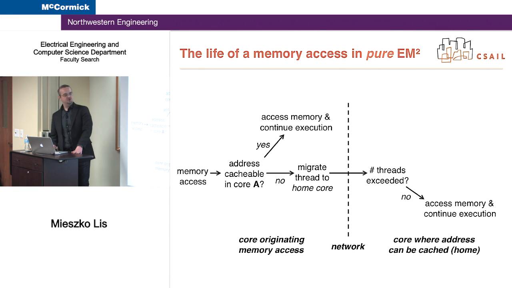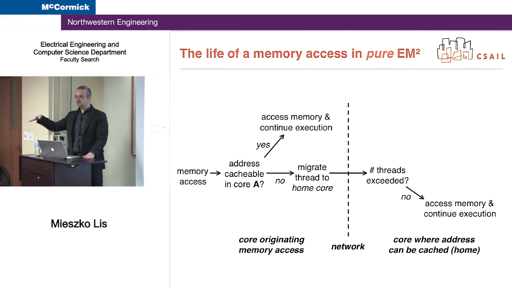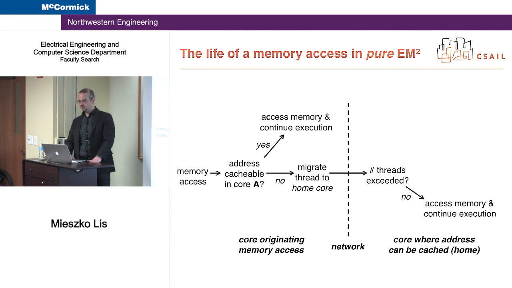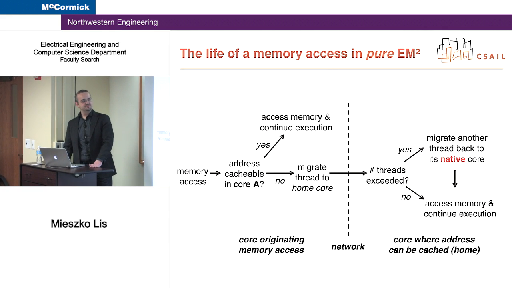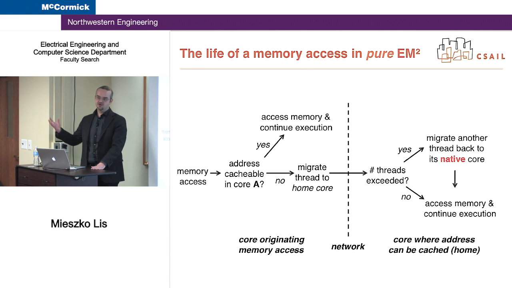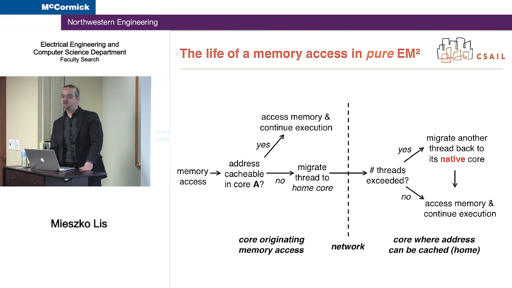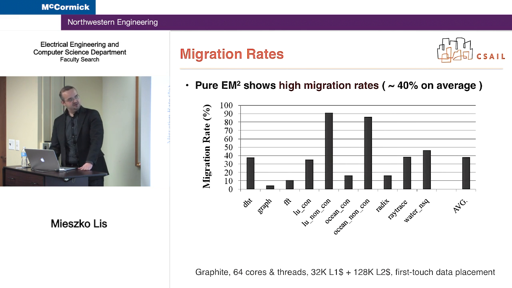Then, as we saw, you have to see if the number of threads that can be running on this core is exceeded. And if it's not, then again, you can just access memory locally there and continue running. And if it has been exceeded, then you kick out the guy who was already there, or if there aren't enough slots, and he has to go back to his native core to prevent deadlock. So how does this do? Well, the problem with this kind of system is that it has very high migration rates.